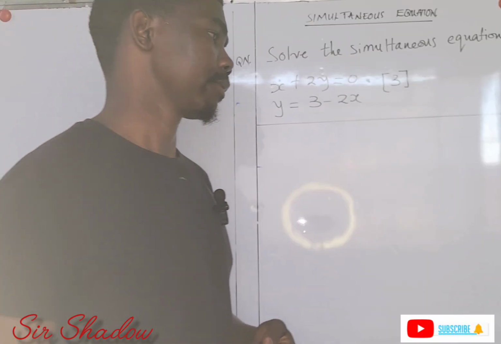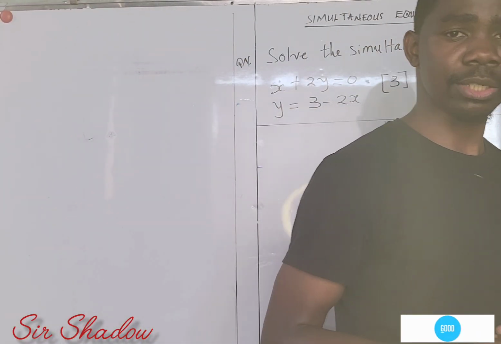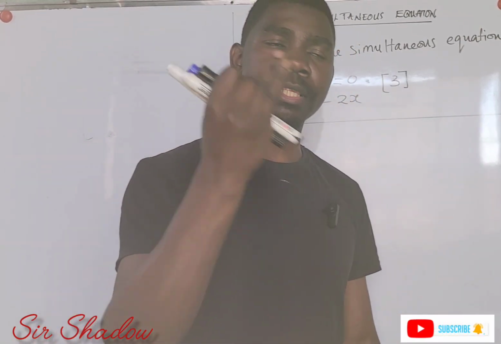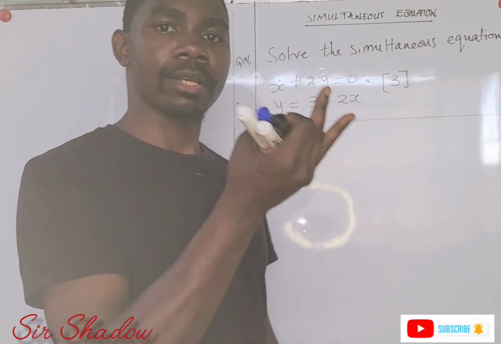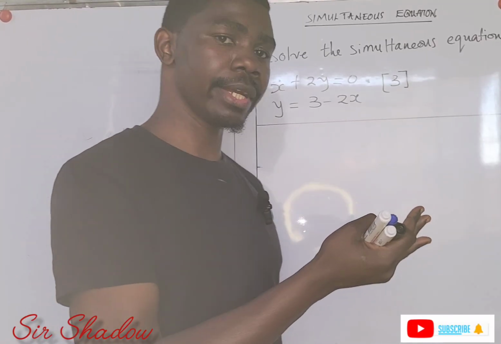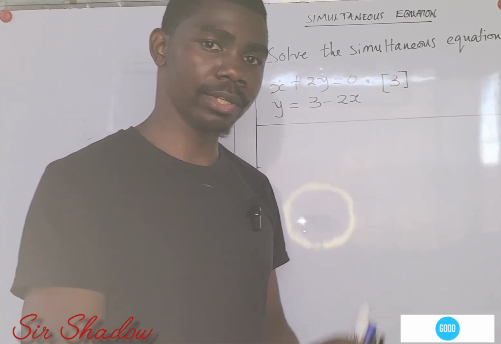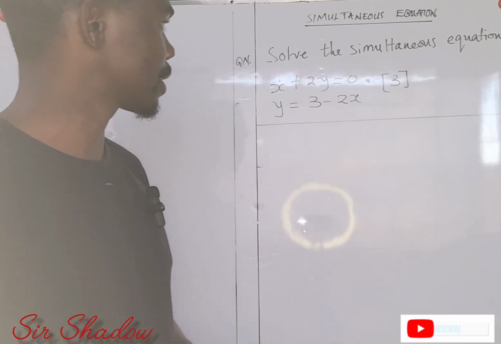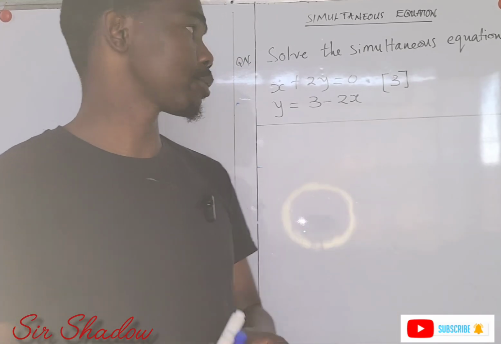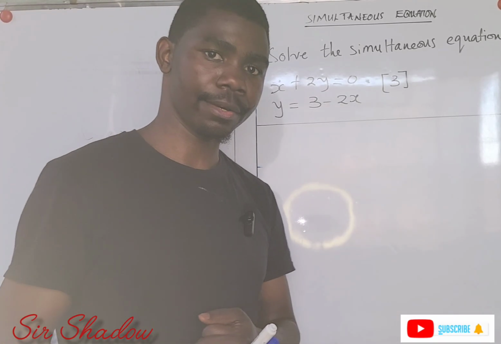Remember, we have different methods on how to solve simultaneous equations. The first method we have is the elimination method. The second one is the substitution method. Then the other one is the cross division method. Then the graphical method. Then number 5 is the matrix method. Basically, those are the 5 major methods of solving simultaneous equations, right?